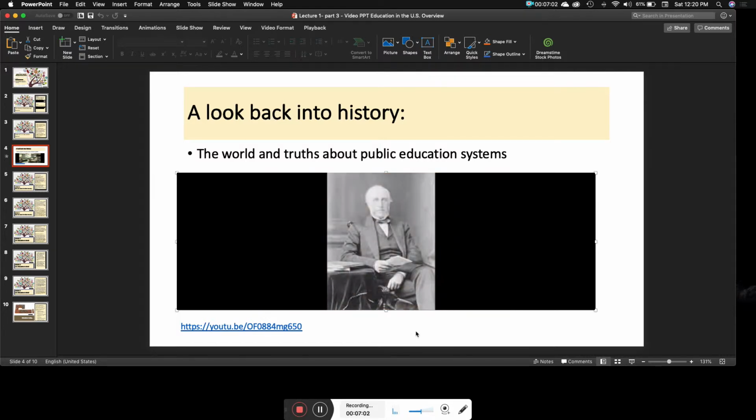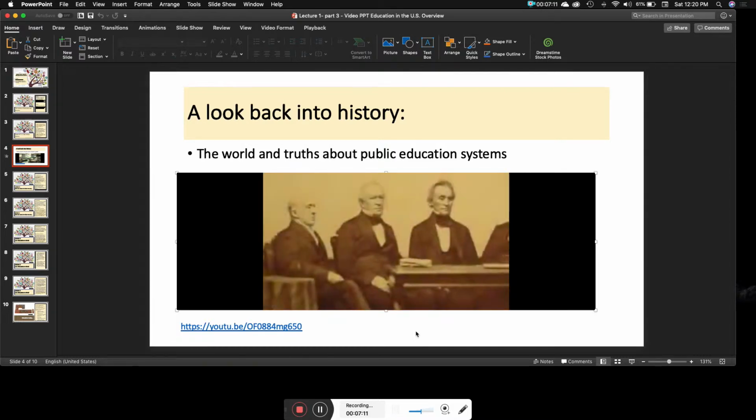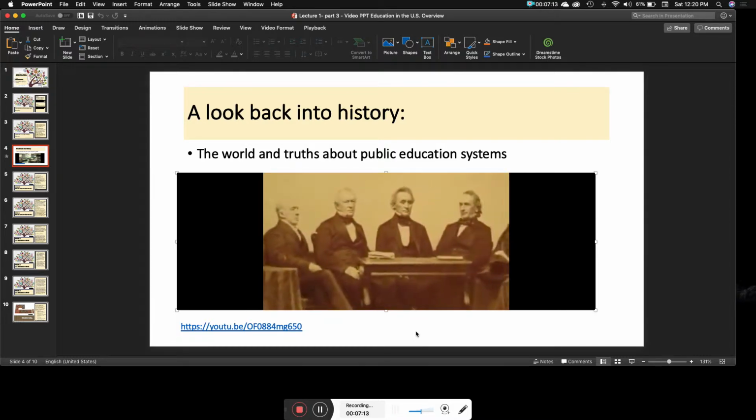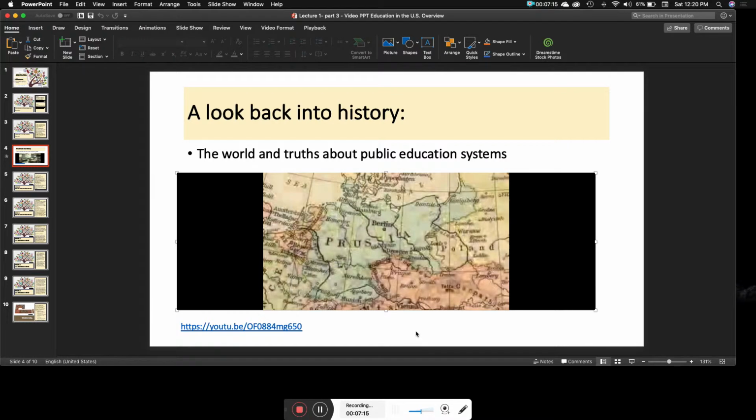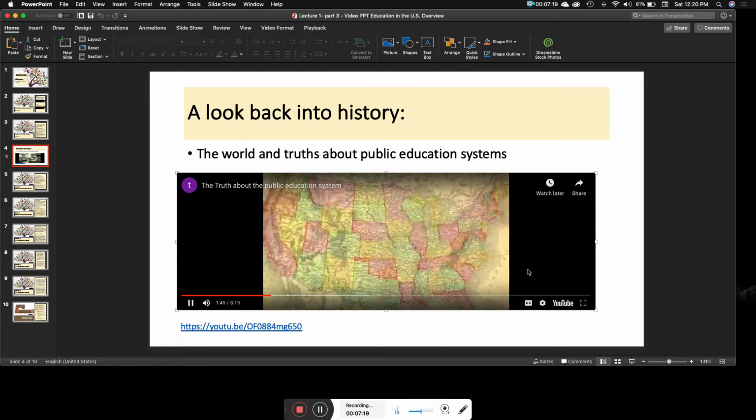George Brown, the editor of Toronto's Globe newspaper, was even quoted saying that Ryerson had successfully imported Prussian education into Ontario. During the next 30 years or so, a whole line of American dignitaries came to Germany to earn degrees. Interestingly enough, those who earned degrees in Germany came back to the United States to staff all the major universities.